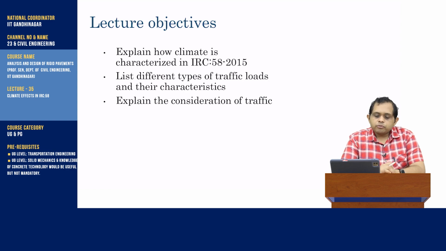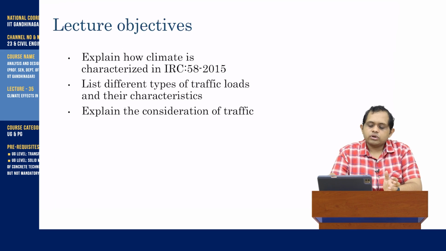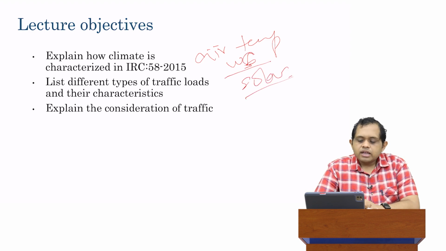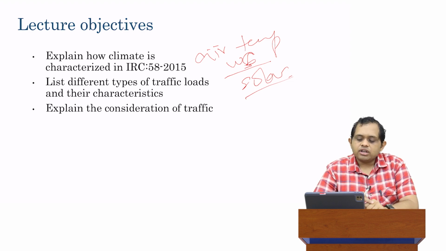So, the lecture objective today is to explain how climate is characterized in IRC 58 2015. We'd already talked about what the variables of climate are. For example, you have air temperature, wind speed, and solar radiation. These are climate variables. We talked about how they're characterized using the EICM in ASH2ME PDG. We'll see how they're characterized using IRC 58.